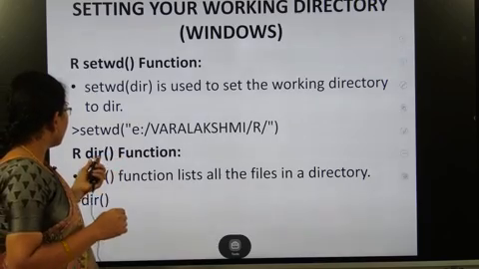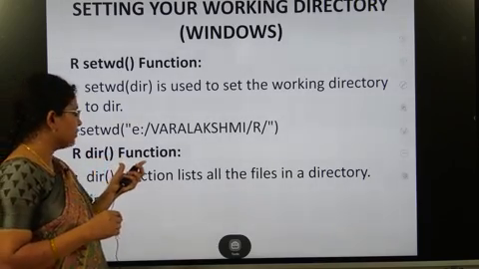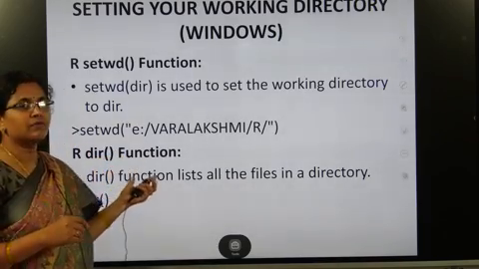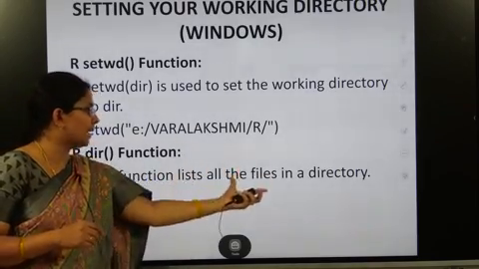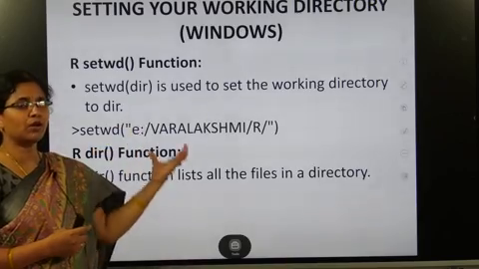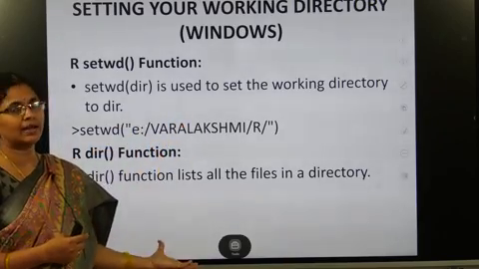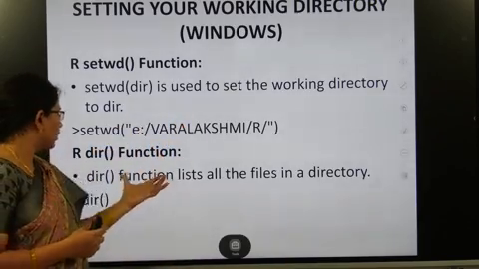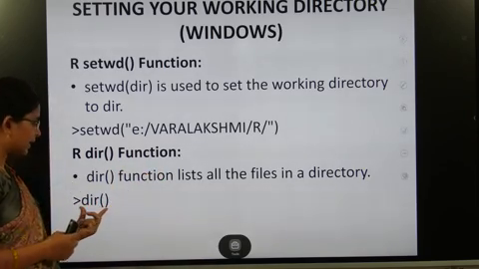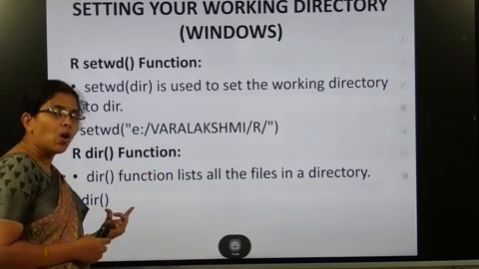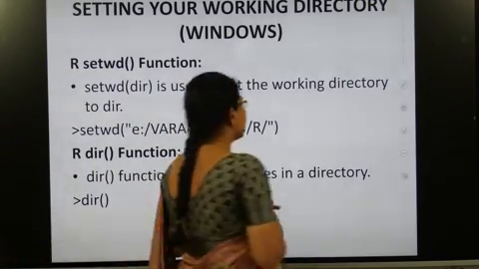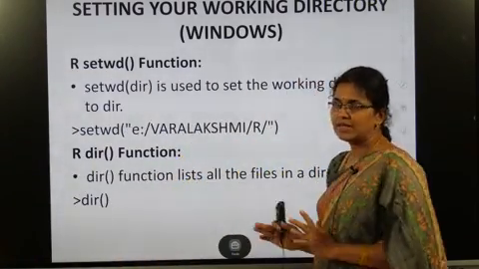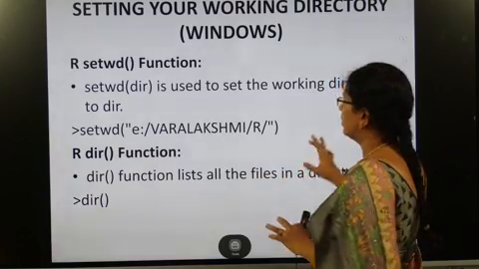Okay, and the next one is the dir function. The dir function is used for listing all the files in a directory. I want to see whatever files are there in my directory. In such a case, simply I can give this command, dir open brace and close brace. By giving this command, I can see all the files that are there in my system.